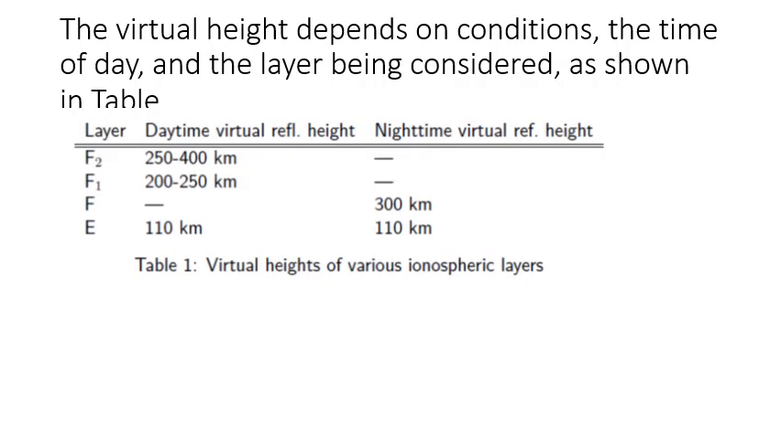The virtual height depends on conditions, the time of the day, and the layer being considered. It is shown here: 200, 250 to 400 kilometers in the daytime. But at night time, the F layer is about 300 and the E layer is about 100. So in the daytime we have 4 layers and in the night time we have only 2.